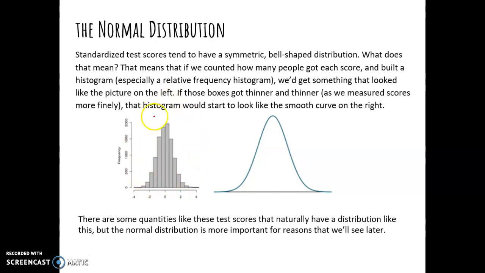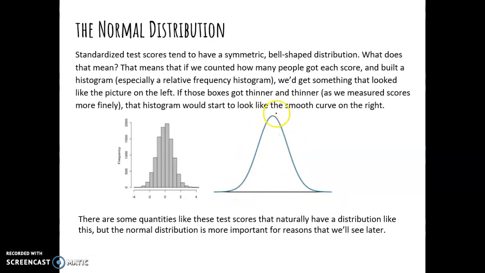So if we took those standardized test scores that have this symmetric bell-shaped distribution, this normal distribution, and if we counted how many people got each score and built a histogram, we get something that looks like this picture on the left. It's symmetric. The highest bars are in the center. But if those boxes got thinner and thinner as we measured scores more finely, the histogram would take on more of a smooth curve look, like this on the right.